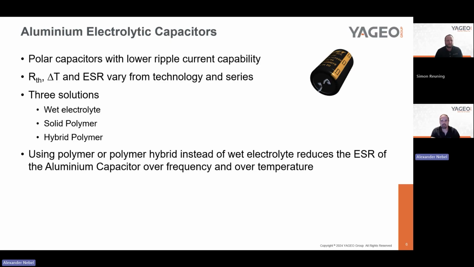And they have some challenges to be considered regarding higher temperatures. But now the latest technology is to use a polymer instead of wet electrolyte, or a combination of both, the polymer hybrid type. Using polymer or polymer hybrid instead of wet electrolyte reduces the ESR of the aluminum capacitor over the frequency and over the temperature. Thus, the self-heating of the component is reduced up to 50% and makes them ideal for higher ripple current applications.